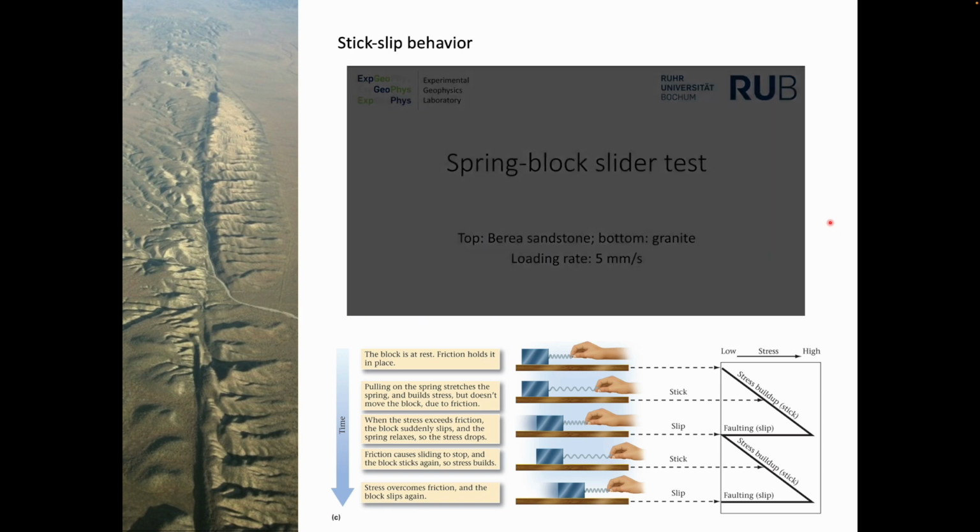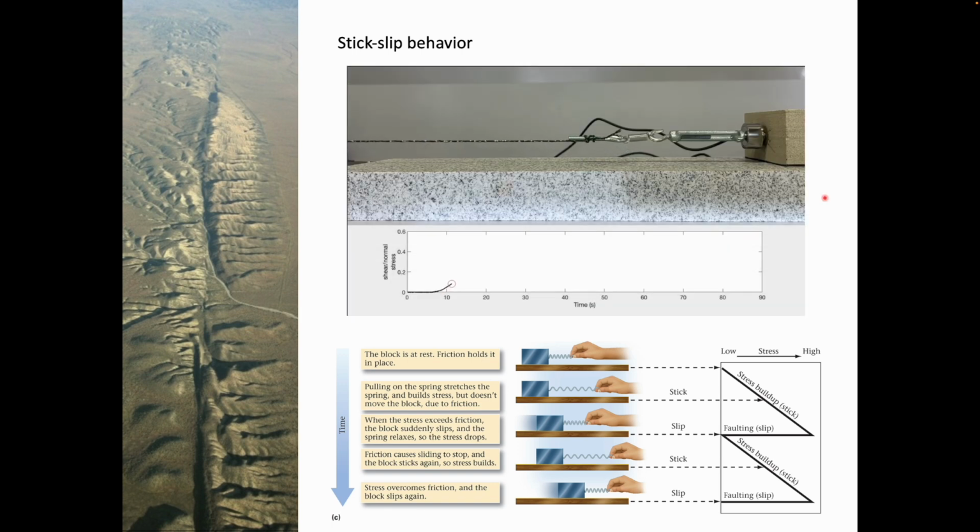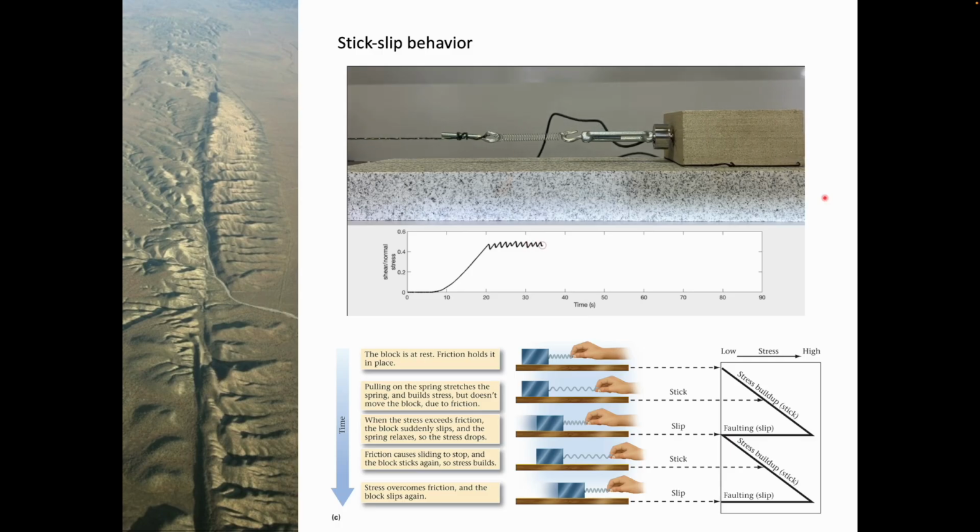So this video shows a block of sandstone rock sitting above a block of granite rock, and it's being pulled at a continuous rate by this hook on a string. The hook on the string is connected to the block of rock with a spring, so we are building elastic tension in that spring, and then you can see it is starting to pull the block of sandstone. But it's not moving continuously, it's kind of lurching, and this is what rocks do in the crust.